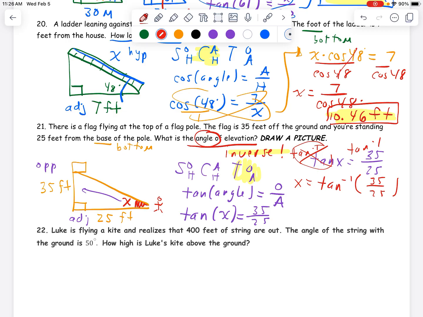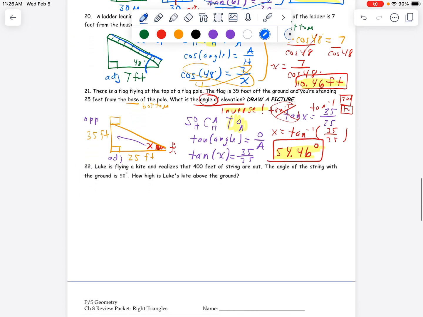So in the calculator, you would press the button second, and then you would press tangent. If you do that, you get the inverse popping up, and you get 35 divided by 25 in the parentheses. So that would get you an answer of 54.46. And this time we're talking about an angle, so the correct unit should be a degree symbol. And yes, we are looking for the degree symbol on the test.